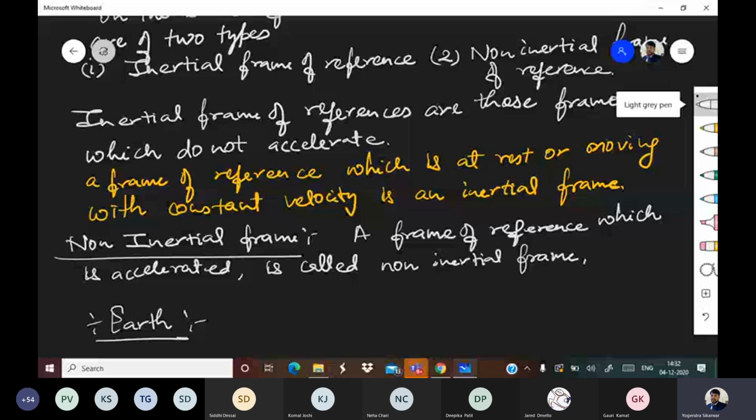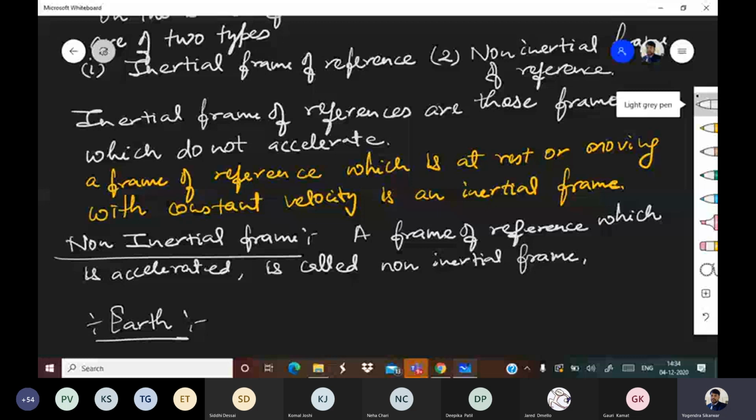Everyone please pay attention. As per the definition of frame of reference, Earth is non-inertial. Listen very carefully. As per definition, it is non-inertial, but for all practical purposes, we consider it as inertial. So all of you are correct actually. If you go by the definition, what is being taught to you, it should be non-inertial. But to keep things simple, to make our life simple, we consider it as an inertial frame of reference.